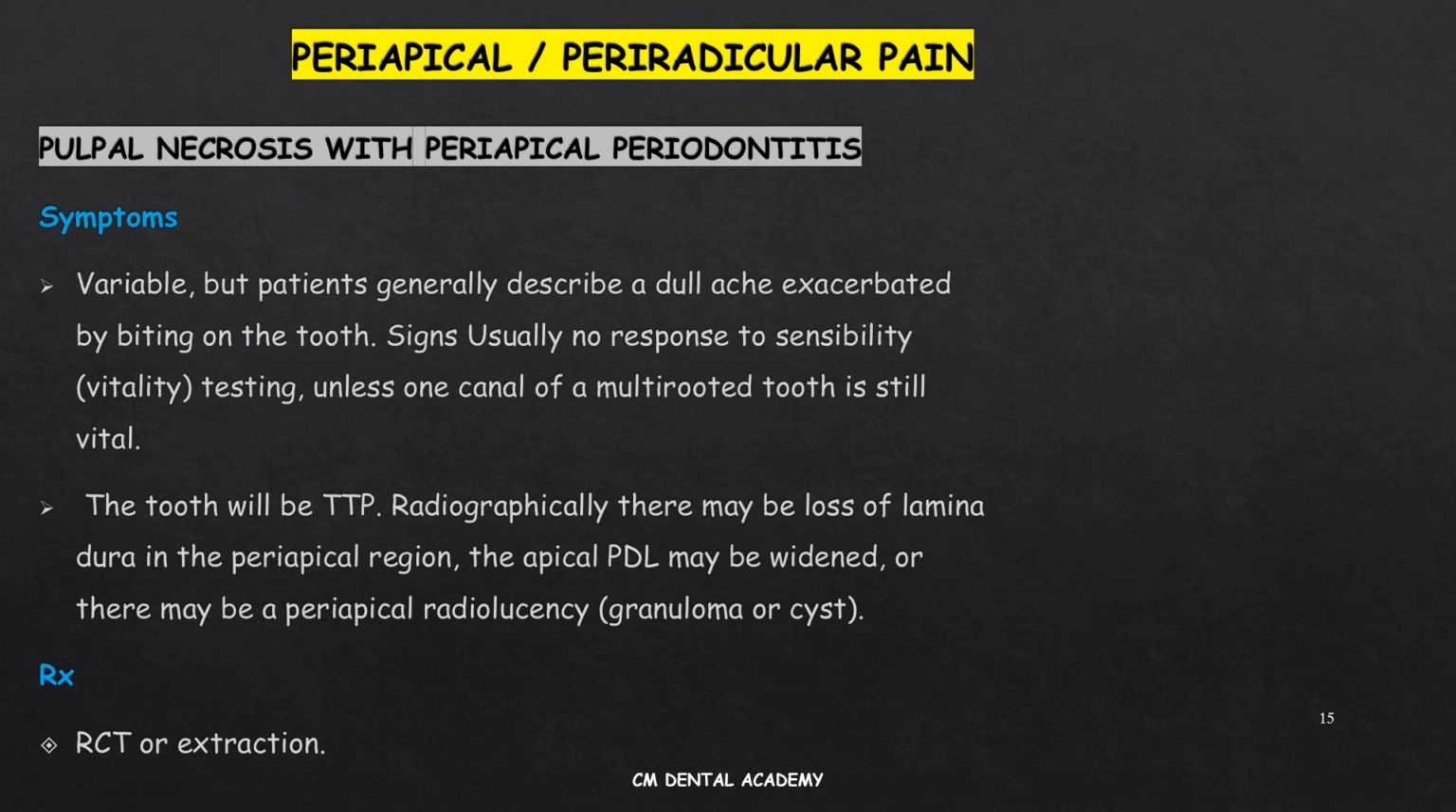Radiographically, there may be loss of lamina dura in the periapical region. The apical periodontal ligament may be widened, or there may be a periapical radiolucency, which might indicate a granuloma or a cyst. In such situations, treatment is going to be definitely root canal treatment, unless the prognosis of the tooth is poor when you take into consideration factors such as the surrounding periodontal tissue and the presence of the lesion, likely a granuloma or cyst, which compromise the treatment outcome. In such situations, extraction is going to be the ultimate treatment option.